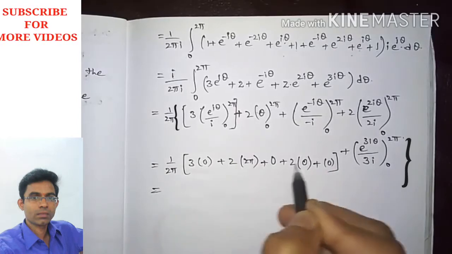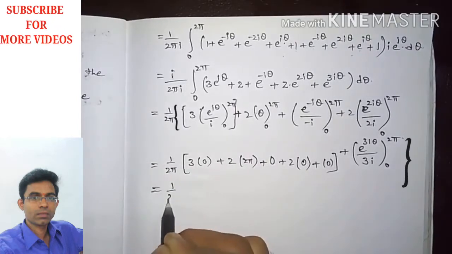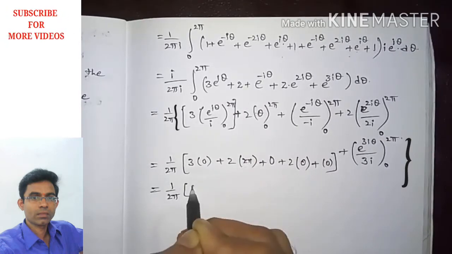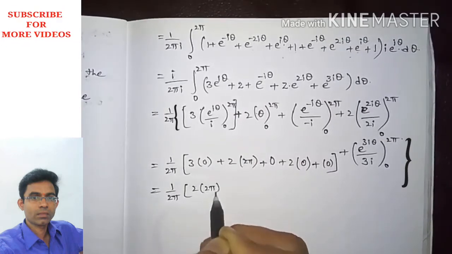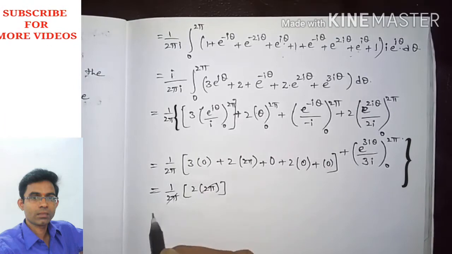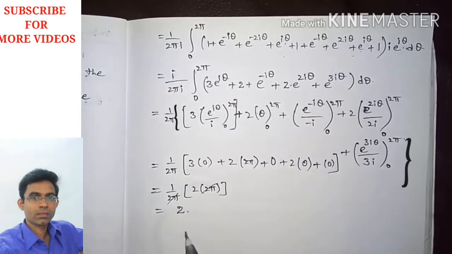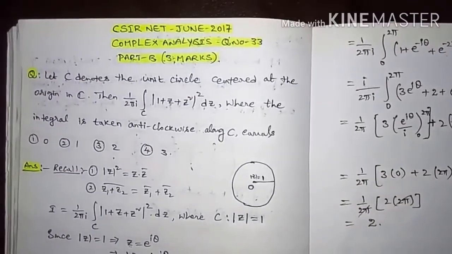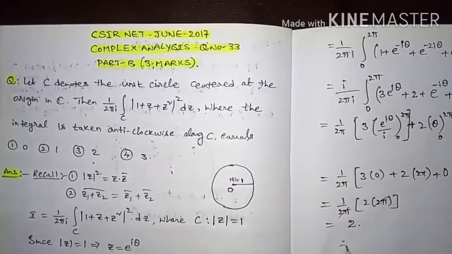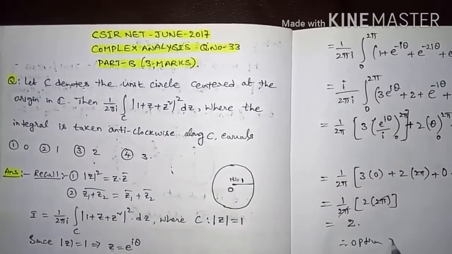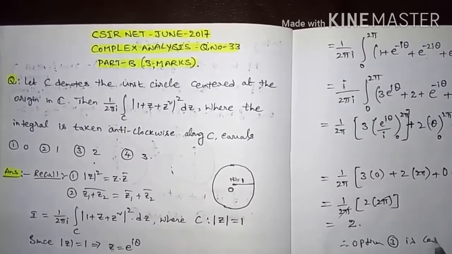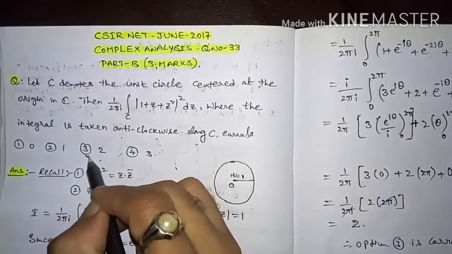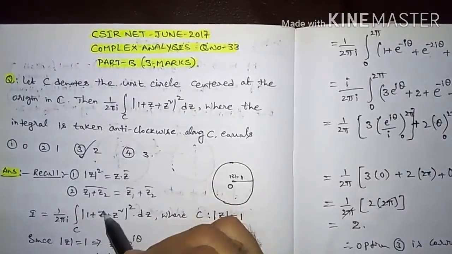So here these terms all become 0. It remains with 1 by 2π into 2 into 2π, so 2π gets cancelled and it remains with only 2. Therefore our option number 3 is correct. So here the answer is 2.